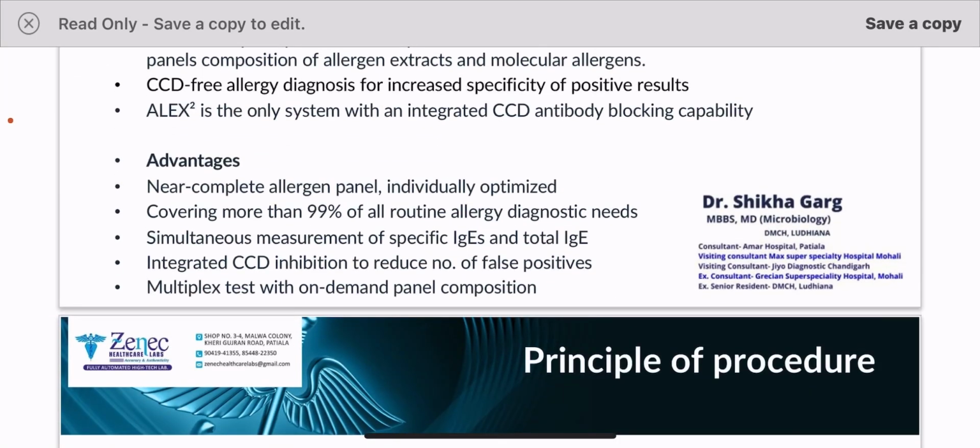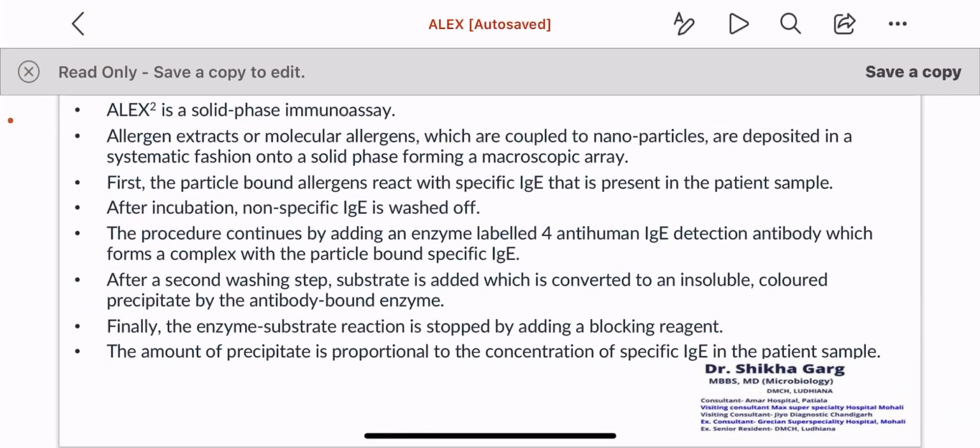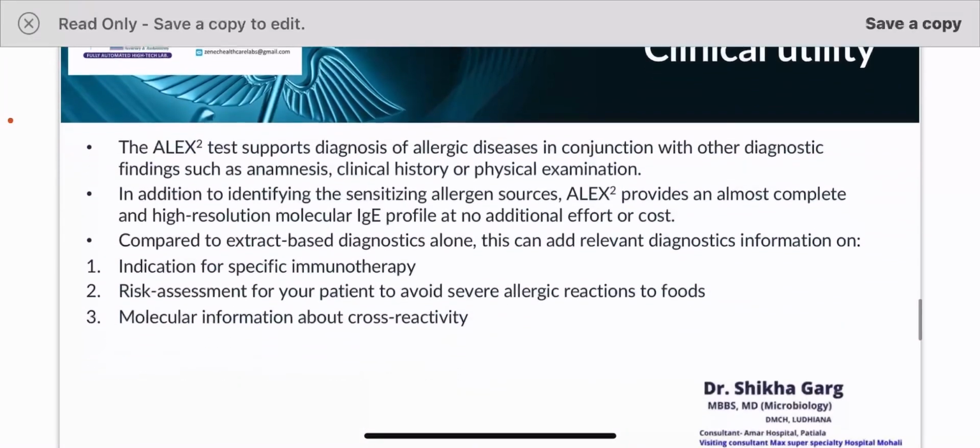So these advantages are: it's a near complete panel covering 99% of the common allergens, and there is simultaneous measurement of specific IgE and total IgE. And of course, it's a solid phase immunoassay. So all the extracts are coupled with nanotechnologies and deposited in the solid phase, and we use a microscopic array. It's a method where the particle-bound allergen reacts with the specific IgE, and after incubation and certain procedures, we can get the final results.